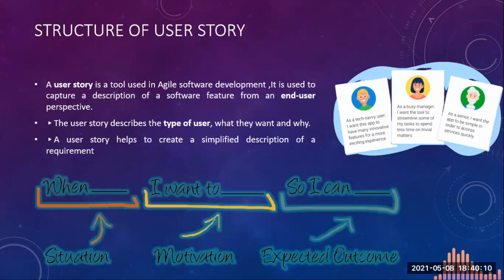Now, user story has a particular structure to it. So let's look at what that is. A user story is a tool used in agile software development. It is used to capture description of a software feature from the end user perspective. The user story describes the type of a user, what they want, and why. So when we write the user stories, we write in this particular format. When, that is the situation. I want to, that's my motivation, so that I can, that is the expected outcome.